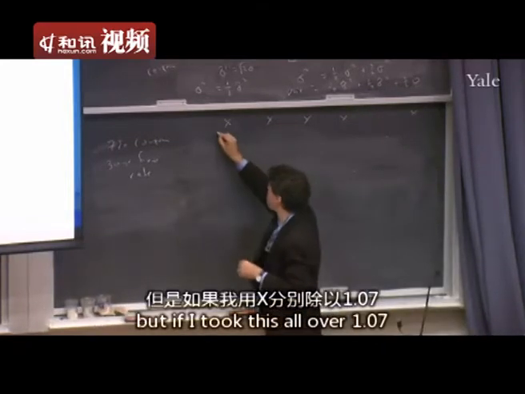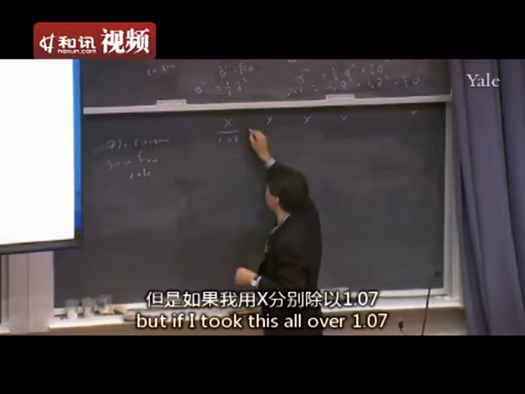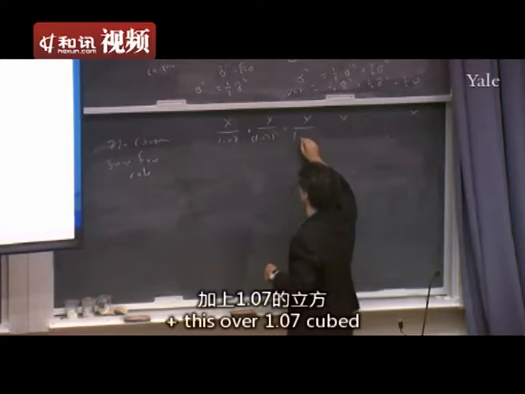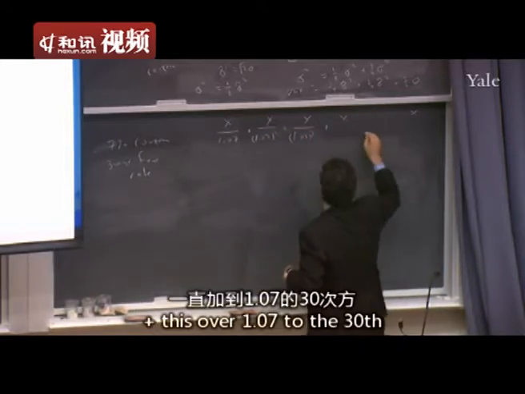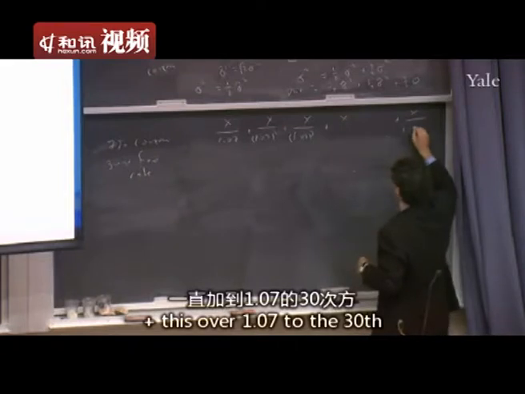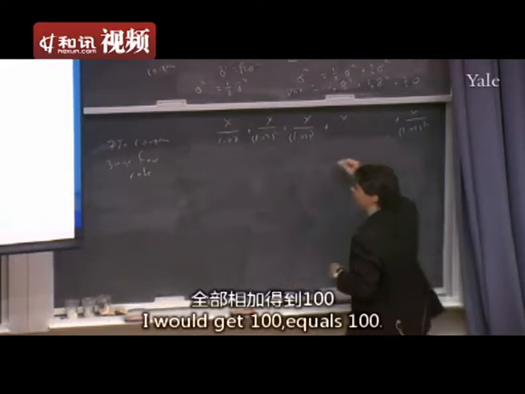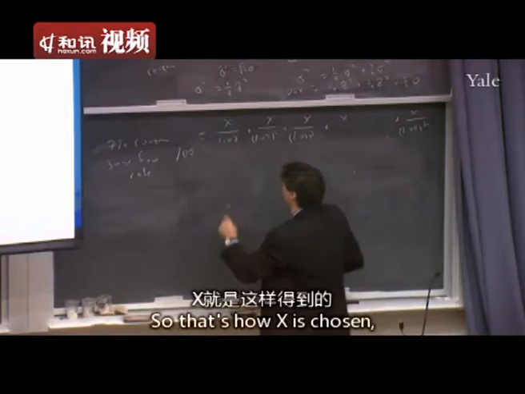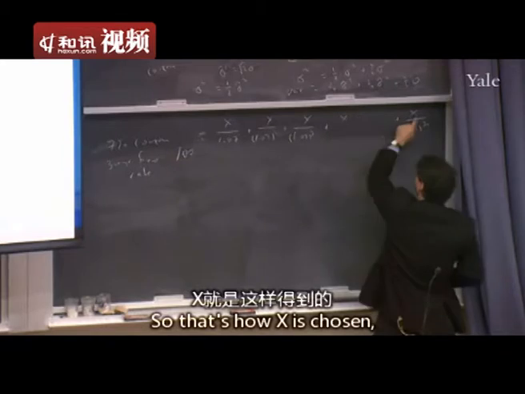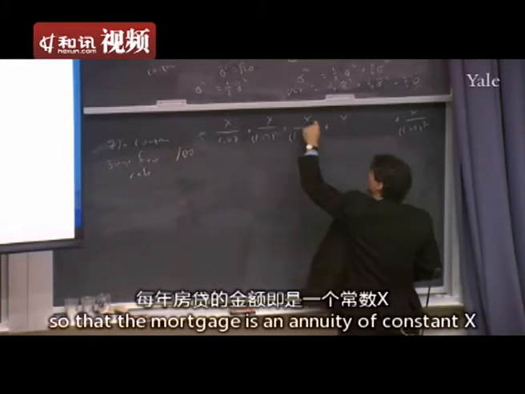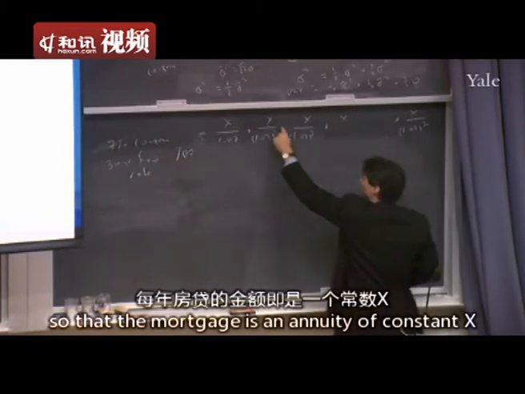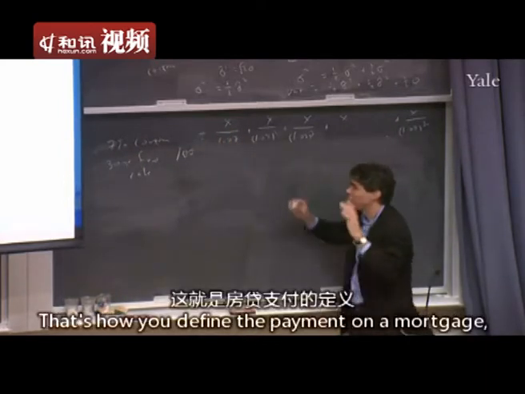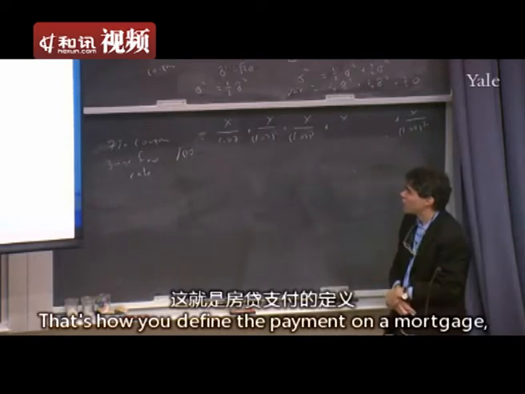If I took X over 1.07 plus X over 1.07 squared plus X over 1.07 cubed, and so on up to X over 1.07 to the 30th, I would get 100. So that's how X is chosen: the mortgage is an annuity of constant payment X whose present value at the coupon rate is equal to 100. That's how you define the payment on a mortgage.